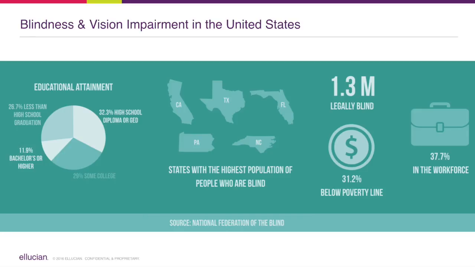In the U.S., where the majority of our end users are based, there are 1.3 million legally blind people, 40% of the population has received some college education, and 11.9% of the population has graduated with a degree.